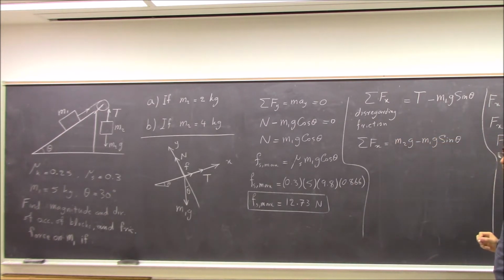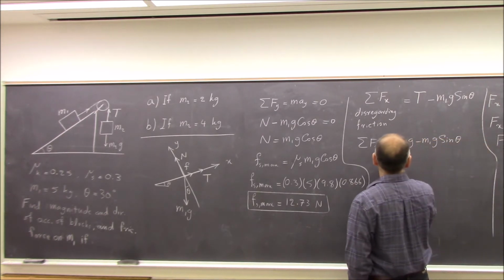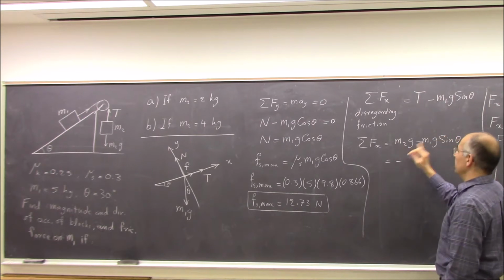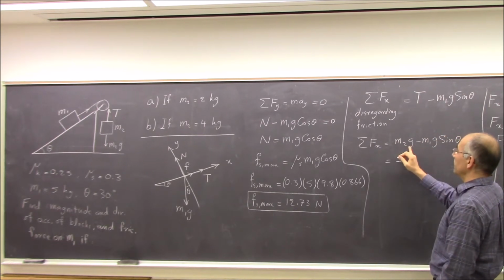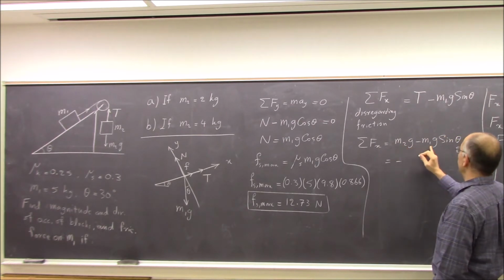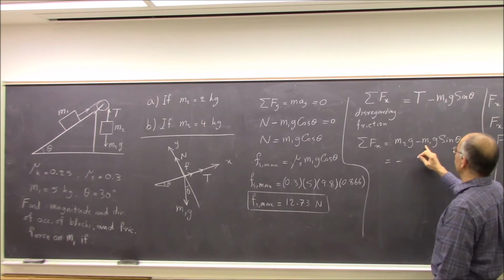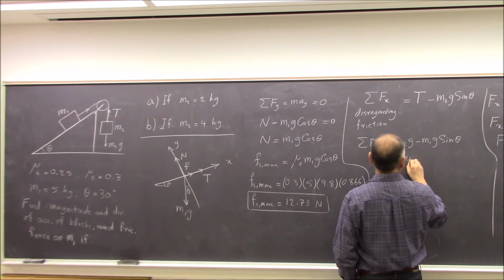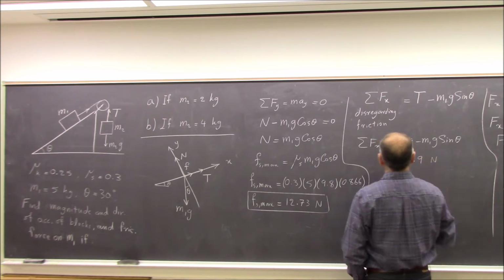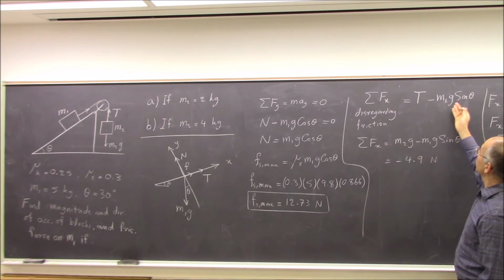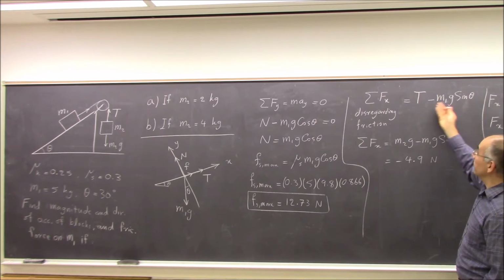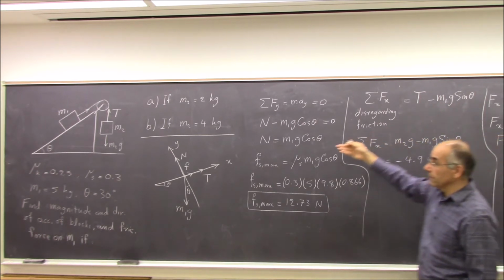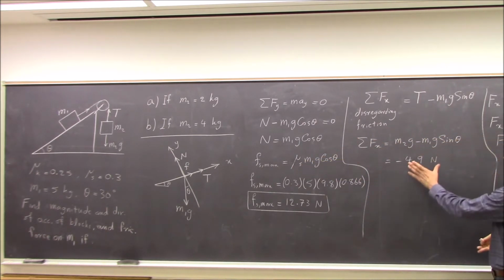Negative 4.9, negative, that's for the whole thing. Yeah, if g is 10, it will be like 20 minus, sine theta is 1/2, minus 25, right? So 4.9 Newton. Why is it negative? It means that this M1g sine theta is bigger than the weight. So the sum of these two has a magnitude of 4.9 Newton in the x direction.